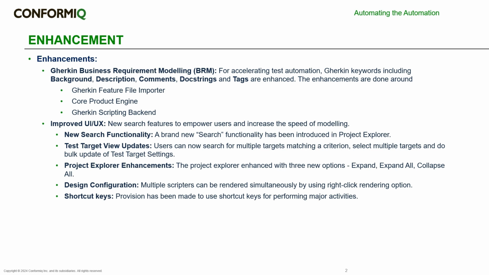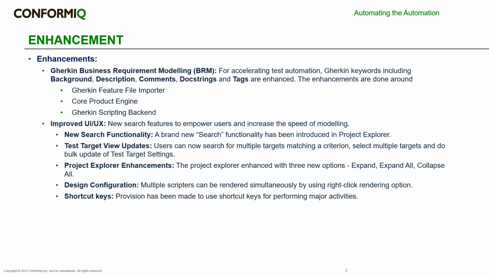In addition to these Gherkin BRM modeling enhancements, you can also find a few enhancements across the UI and UX as well. The new search features have been provided to empower the users and increase the speed of modeling. Under these improved UI UX enhancements, a brand new search functionality has been introduced in Project Explorer. Also, users can now search for multiple targets matching a criteria. In addition, the Project Explorer has also been enhanced with three new options: Expand, Expand All, and Collapse All.